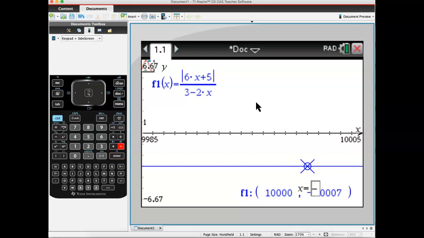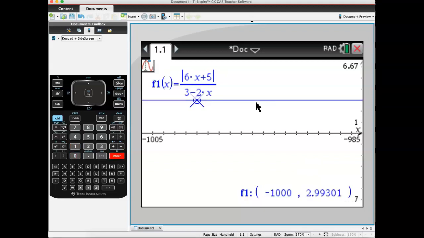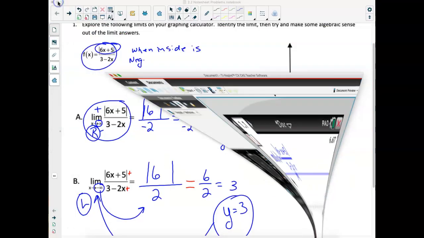How about negative 1,000? Look at that. It's flattening out at 3. Even if I went from negative 10,000, it's still approaching 3. I can see that right on there, okay? So hopefully that helps you out with that graph.